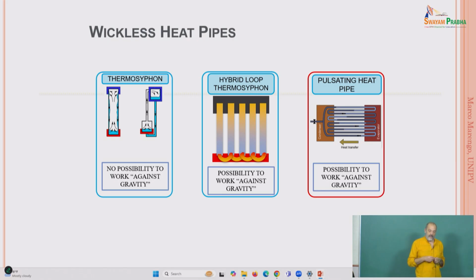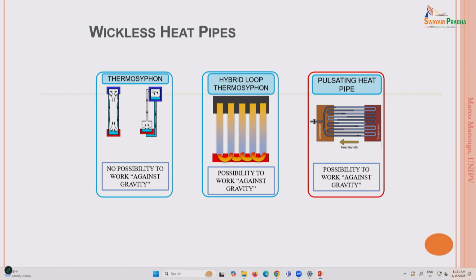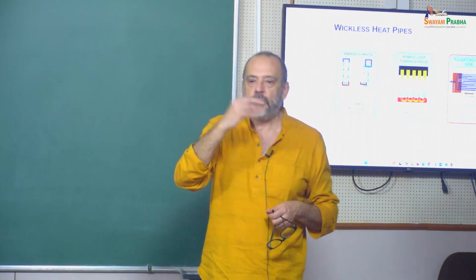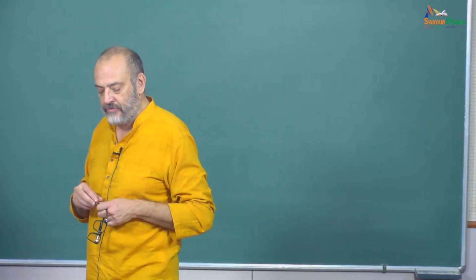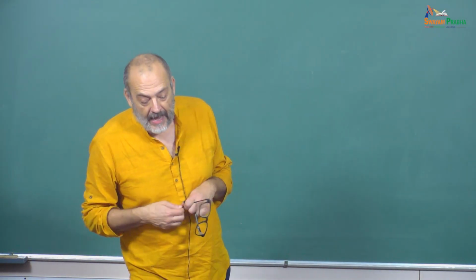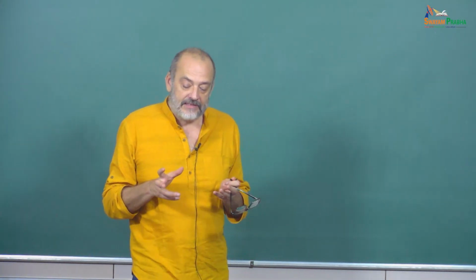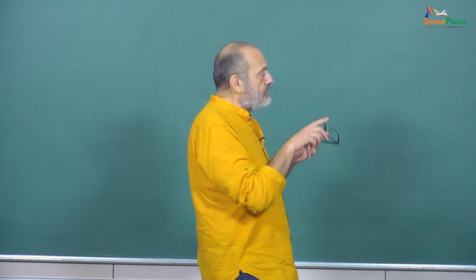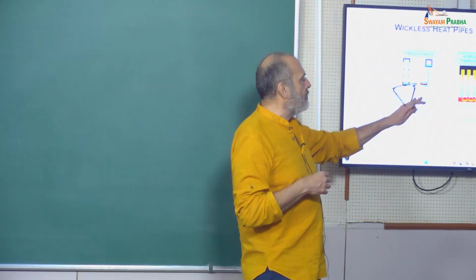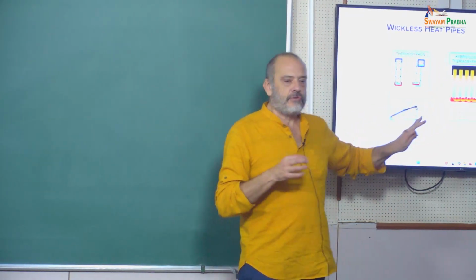Then we have a wickless heat pipe. As the name is saying, here we don't have a wick. So we need to rely on other systems or other processes to bring the liquid to the evaporator. In a thermosiphon, we are bringing the liquid back to the evaporator because we are using gravity, okay? The hybrid looped thermosiphon is a system where we are still using gravity, but we have the chance to have maybe capillaries, so it's a kind of mixture, a hybrid system.